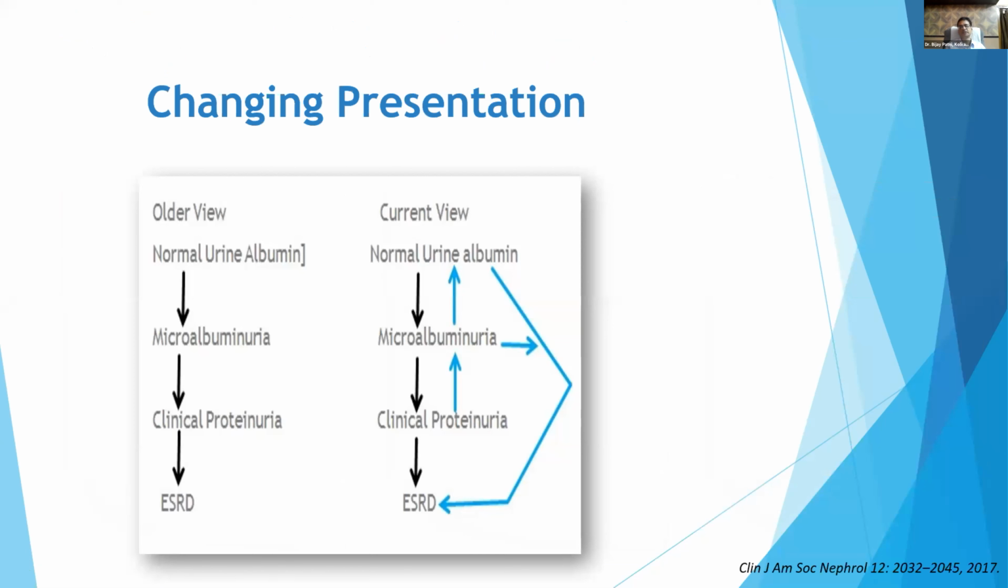What is the changing presentation? It has already been dealt with a little bit, but although we had this hierarchy, we had a normal urine thereafter going to micro, macro, clinical proteinuria, and end-stage renal disease. Now that's not the concept in the current view. We can have straight away a normal urine albumin and present with end-stage renal disease. And now with such good molecules coming in, probably we have a chance of reversal, right, from clinical proteinuria to normal urine albumin as well. So this is the changing presentation which we see in our kidney population.